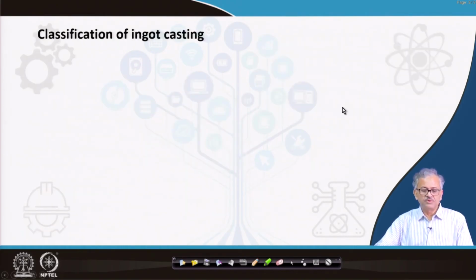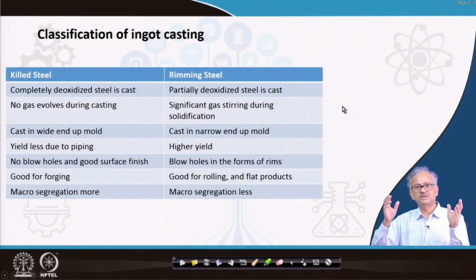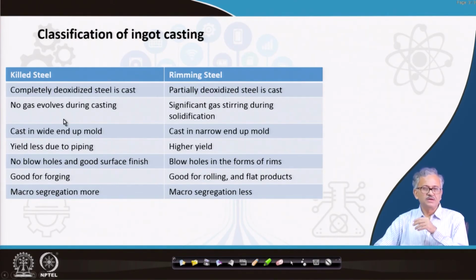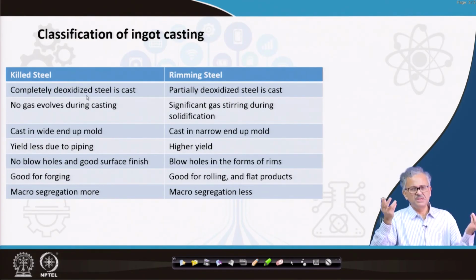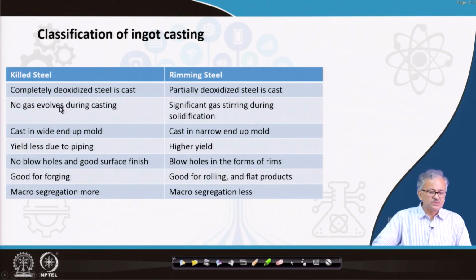Now, classification of ingot casting: basically two types of castings are there. One is called killed steel, another is called rimming steel. What is killed steel? In the case of killed steel, the liquid steel that you pour into the mold is completely deoxidized. You kill the steel with aluminum such that the oxygen in the liquid steel is less than 1 ppm, very small. So completely deoxidized steel is cast in the ingot, that is called killed steel.